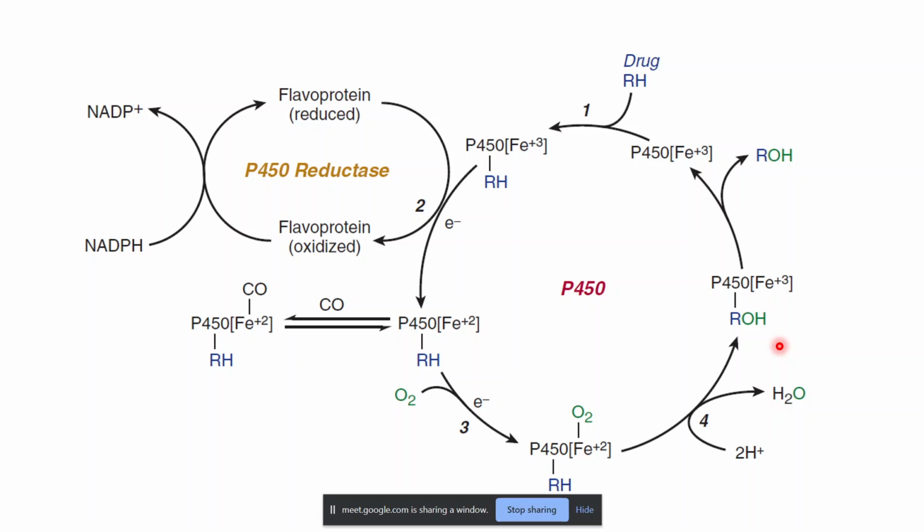So the prerequisite for this reaction is high lipid solubility, and that is why the enzyme is not selective, but this biotransformation is relatively slow. So usually the phase 2 reactions are much faster.